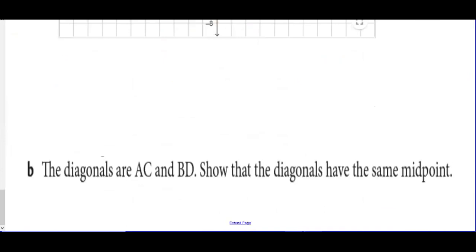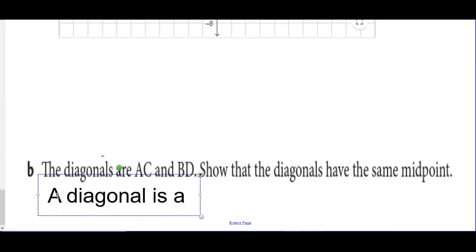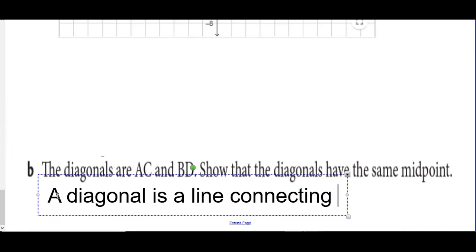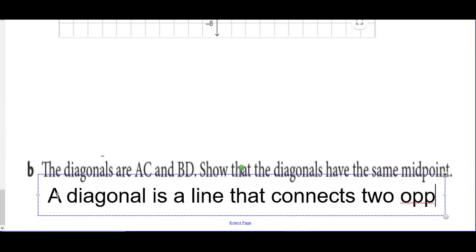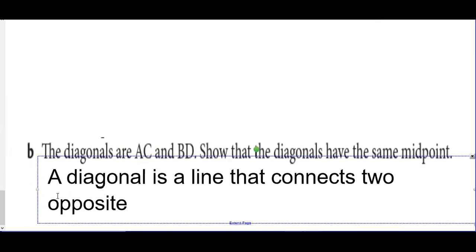The diagonals. The diagonals are A, C. You may be wondering, what does a diagonal mean? What is a diagonal? We say a diagonal is a line that connects two opposite vertices.